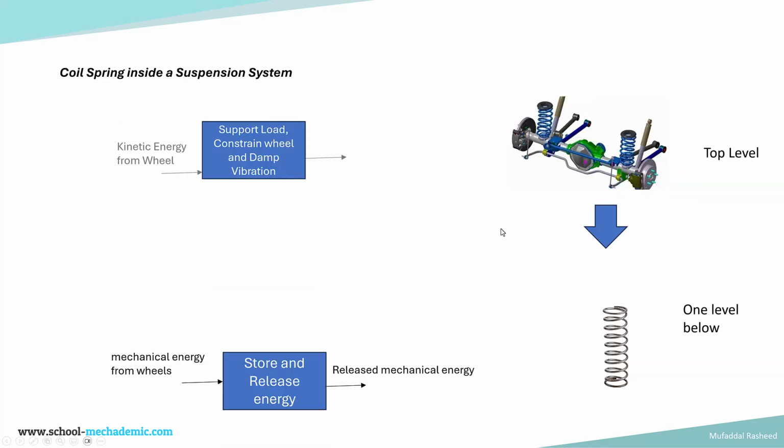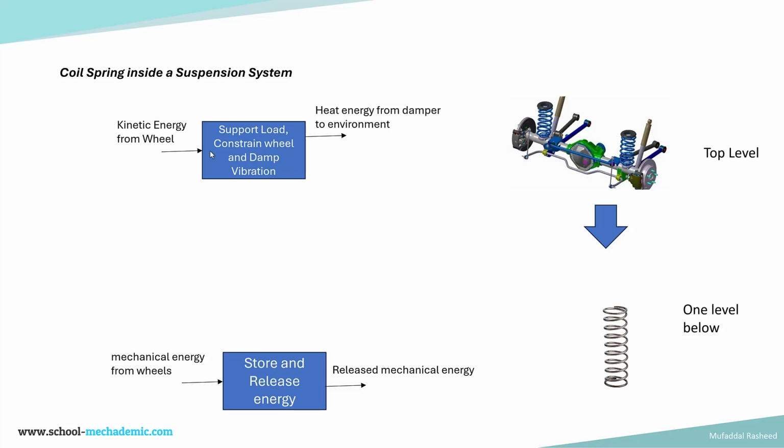Similarly, we can understand functional decomposition with the example of a suspension system and the coil spring inside a suspension system. A suspension system as a whole, if you are considering that as a top level product, is performing the function of supporting load, constraining the wheel and damping vibration. These are the three primary functional characteristics of this suspension system. To perform that, it requires energy from the wheel, that is the kinetic energy from the wheel, the disturbances which are coming in from the road.